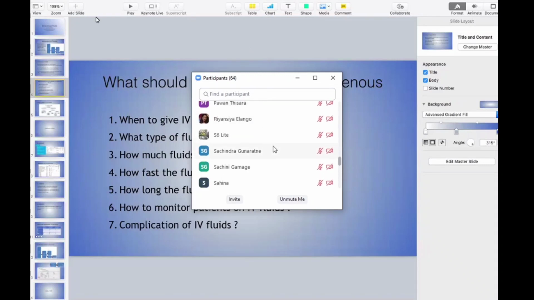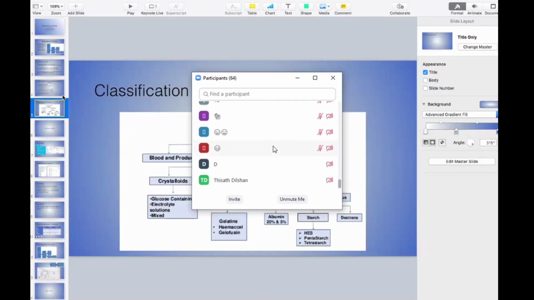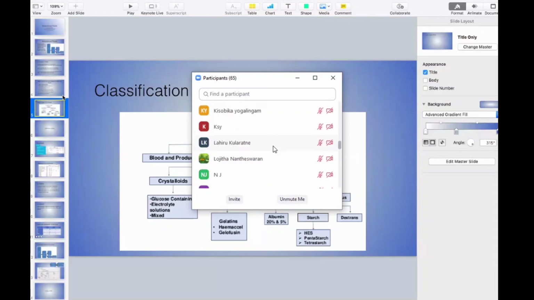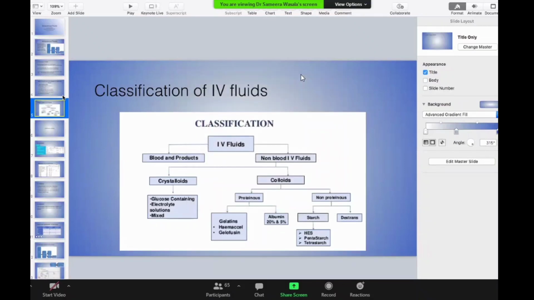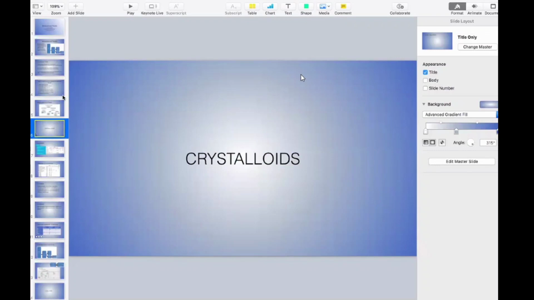Okay, so next one. The first question you mentioned is the type and classification of fluid. What are the types of fluids available to you, in your words? Basically, this is one table I found on the internet, showing the basic classification of IV fluids. There are two types of fluids: one is crystalloid, the other is colloid. Colloid you can again divide into two: one is blood and blood products, the other is semi-synthetic colloids, which I will discuss later. We will discuss the crystalloid first.